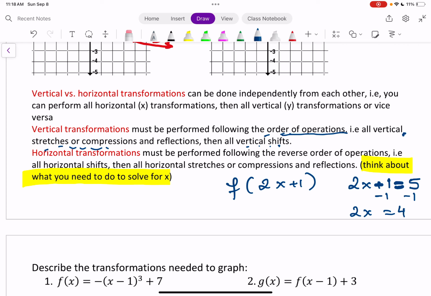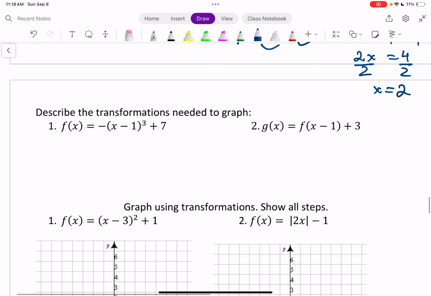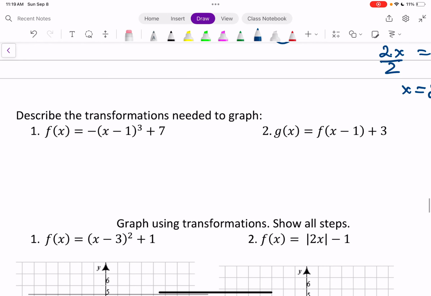Then what else do you do to get to x? You don't multiply by 2 again, you divide by 2. So that would be exactly in the reverse order of operations. So you minus the 1, then divide by 2, and then your x is cleaned up. So that's how you have to think of it. Okay. All right, so it says just describe the transformations needed to graph these functions.